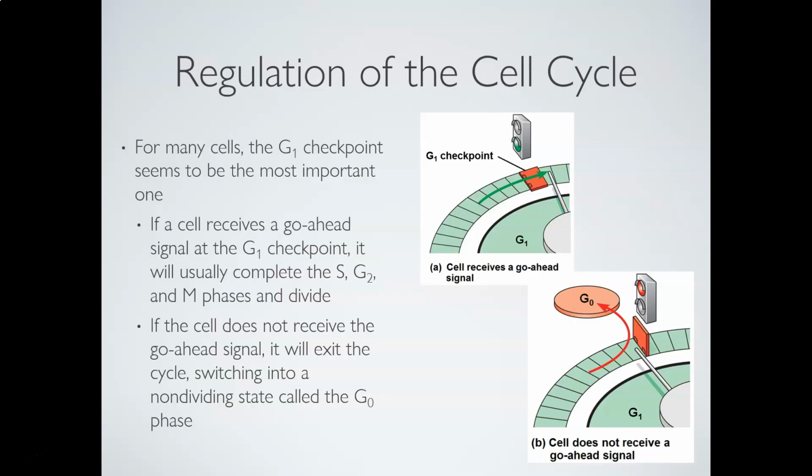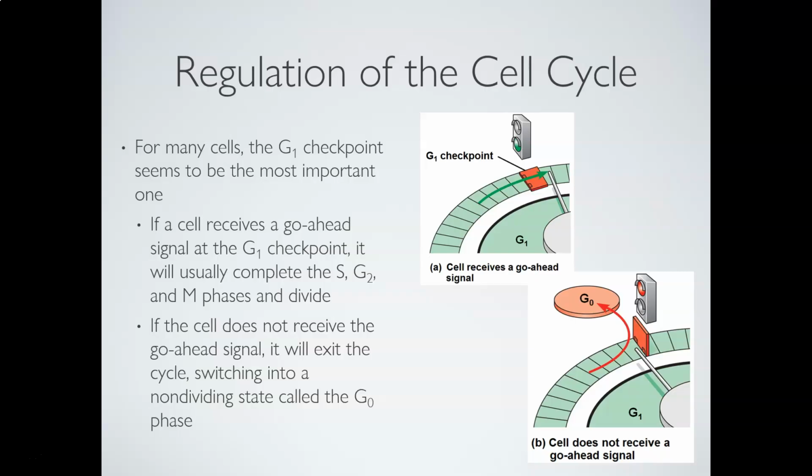If at any point those cells hit a checkpoint and are said, nope, not going to move forward, particularly when this happens in that G1 checkpoint, that cell may be forced to exit the cell cycle, or just get arrested there, stopped there until things are in fact in place. If the cell doesn't receive the go-ahead signal, especially when it does happen at this G1 checkpoint, those cells are switched into a non-dividing state called the G0 phase, and they may hang out there permanently.